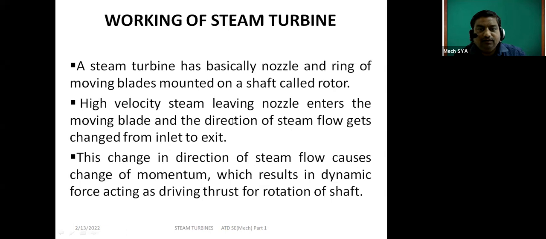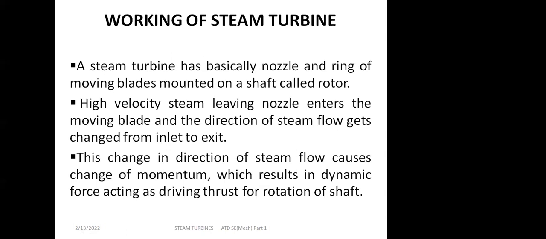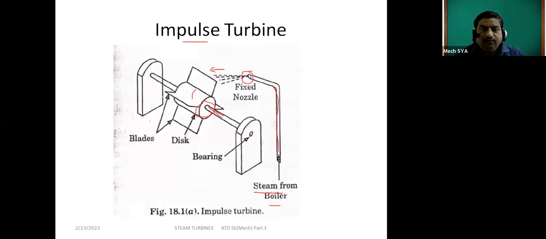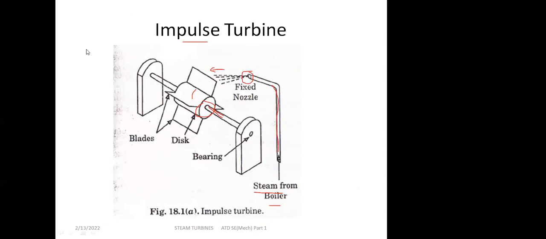So working, we have discussed a lot. It is having blades. Basically nozzle and a ring of moving blades mounted on a shaft called the rotor. One stator is there and one rotor is there. The stator has fixed blades, the rotor has moving blades. The steam impacts on the moving blades and rotates them. They are mounted on the shaft, which is called a rotor. So the shaft will rotate, the rotor will rotate. And if that rotation is carried out in the presence of a magnetic field, it will generate the EMF, electromotive force, that is current.